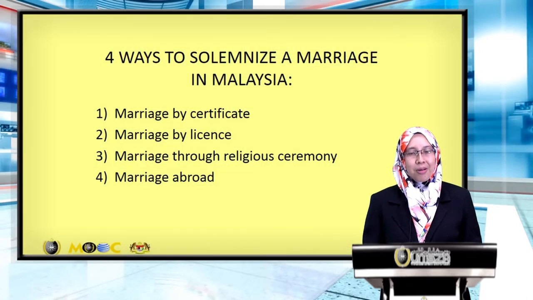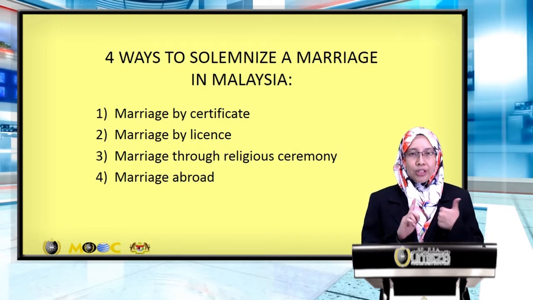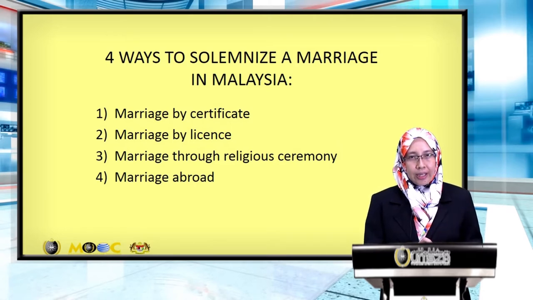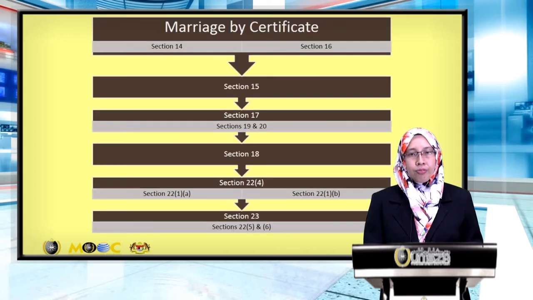there are four ways to solemnize a marriage, whereby the first one is marriage by way of certificate. Number two, marriage by way of license. Number three, marriage through religious ceremony. And last, marriage abroad. So first, we will move on to marriage by certificate.